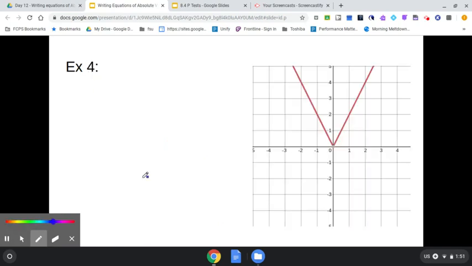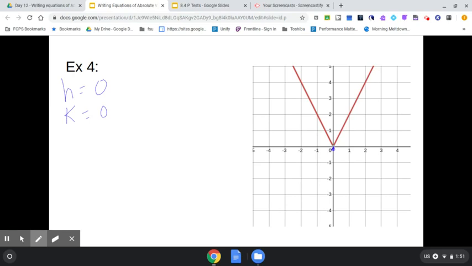All right, taking a look at example 4, notice that the vertex is located right at 0, 0 on this example. So we do not have to move left or right, and we do not have to move up or down in order to get to the vertex. So there is no vertical translation and there's no horizontal translation. So H is 0, K is 0.